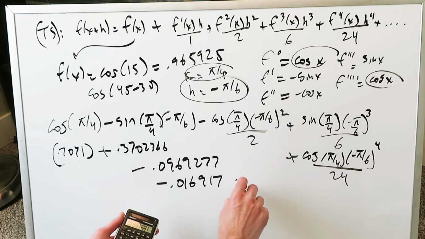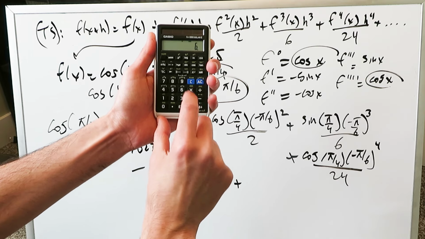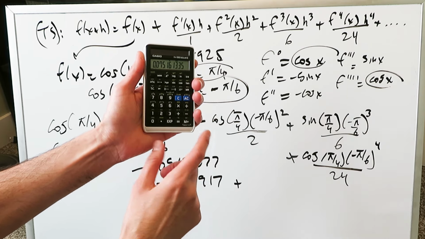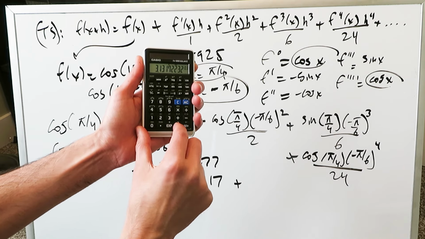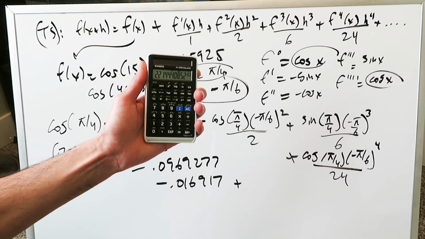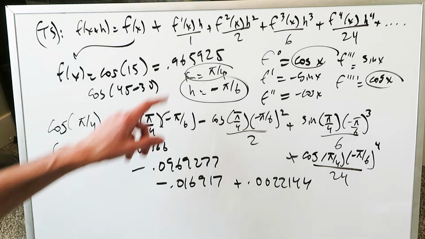Lastly, this one right here. It's going to be a positive value. We'll do pi divided by 6 to the exponent 4. That negative is meaningless in an even exponent. Divided by 24 times 0.7071. I'm getting 0.002144. Let's add up all of these numbers and we should have a value close to that.